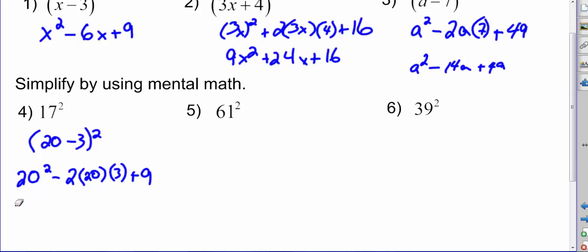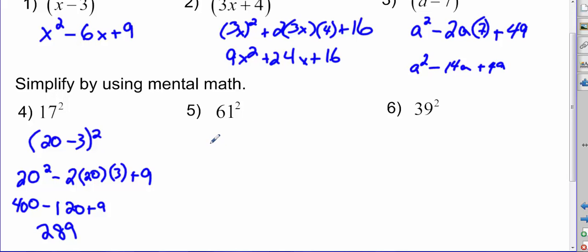Okay, so when we do this, all we have to think about is 2 squared, and then we can add 2 zeros to the end of it. So that's going to be 400. 2 times 2 is 4, add a 0, we've got 40. And then when we do 40 times 3, all we really need to think about is the 4 times the 3, so we're going to end up with 120. And 9 is still there. So 400 minus 120, we're going to have 280 plus 9, so we're going to end up with 289 for number 4.